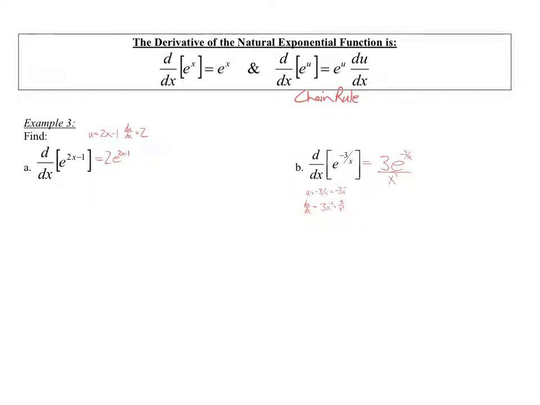So, derivatives of exponential functions. Really easy.